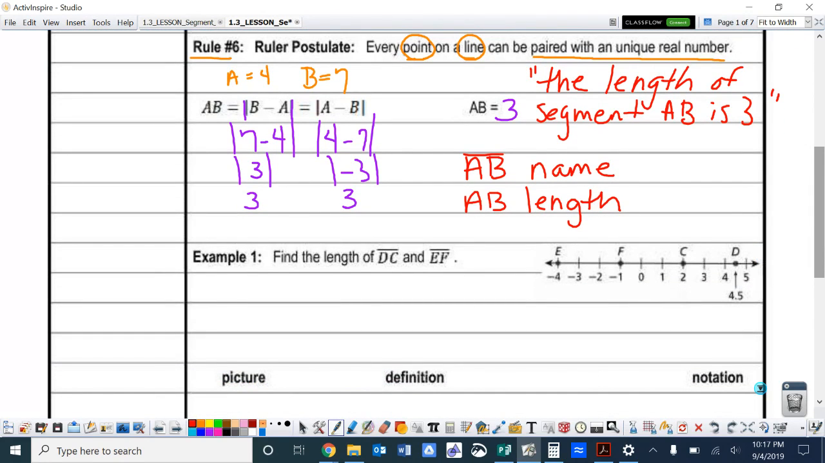Great. Let's practice. So example number 1, find the length of segment CD and the length of segment EF. All right, let's start with DC first. So I've got to find D. They tell us it's 4.5 and C is 2. So the length between C and D is 2.5. So the length of CD, we're actually measuring it, is 2.5.